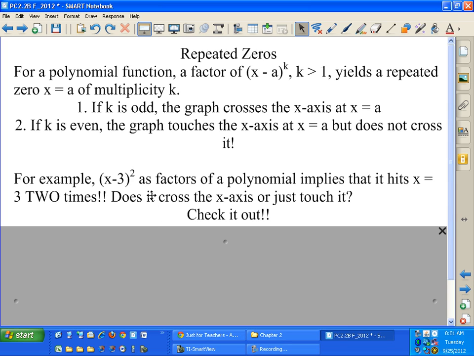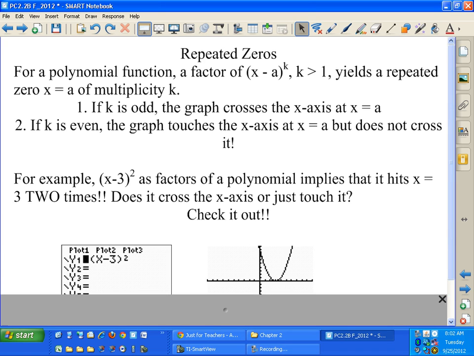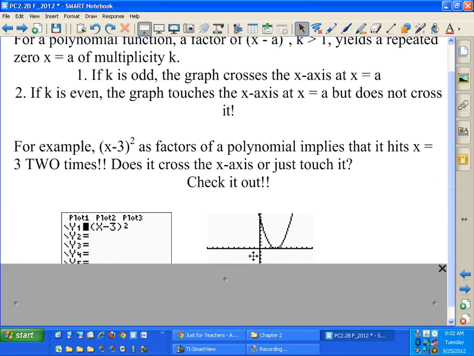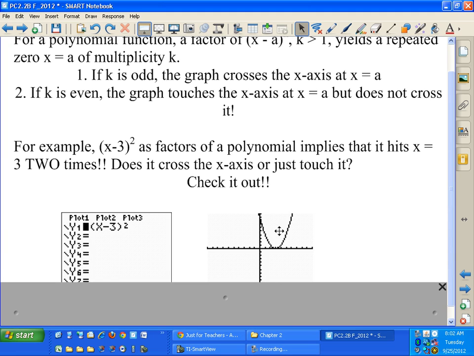The factors imply that it would be x equals 3, and since it's a power of 2, that's a multiplicity of 2. So when I look at the graph of it, you can see that it doesn't cross the x-axis; it only comes down and touches it. If it was an odd power, then it would cross at x equals 3, and that's kind of what we're talking about for these.